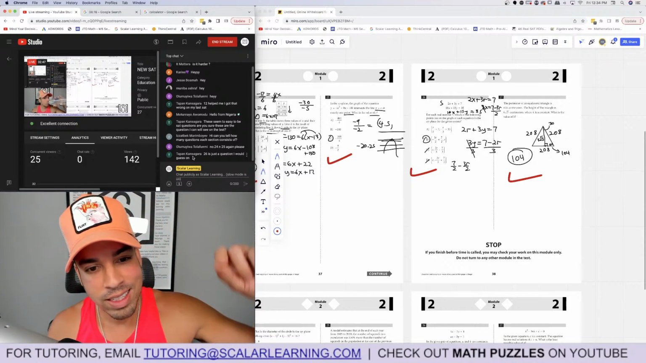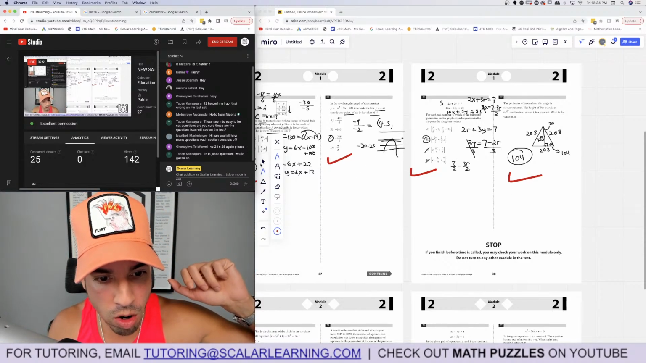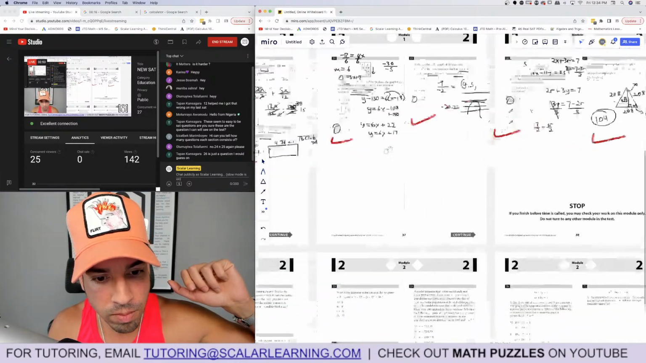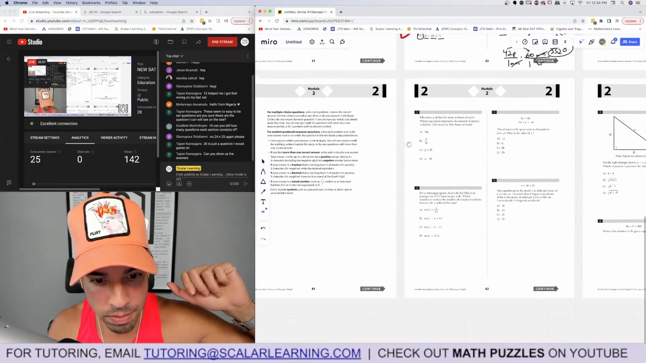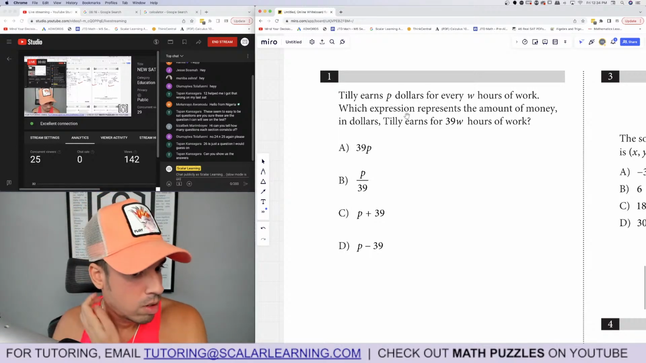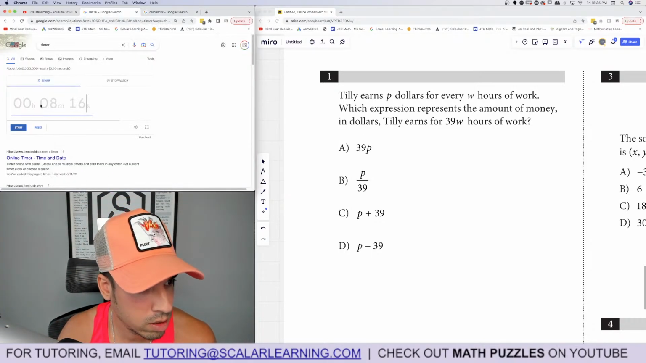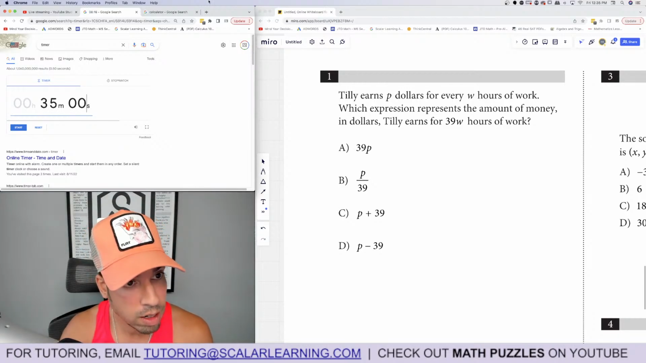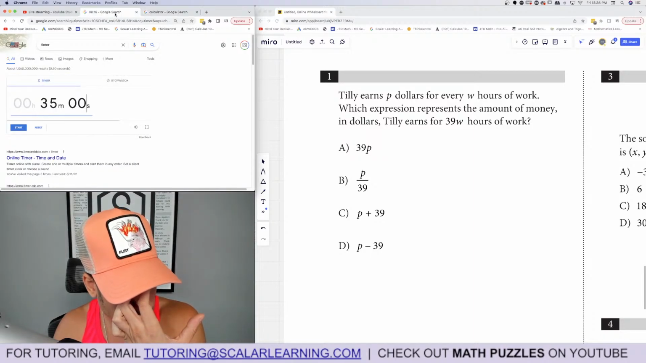Now, this is module 1. Now we're about to do module 2, which I believe is supposed to be harder. We're about to find out. So again, we have 35 minutes, and we're going to do our thing. Okay, here we go, ladies and gentlemen. 35, we're going to set the timer. Got the calculator queued up. All right.